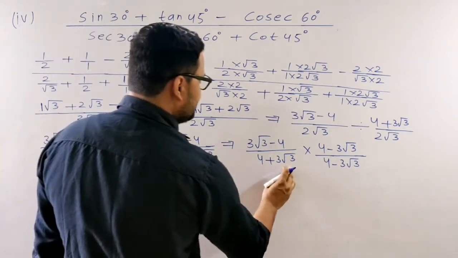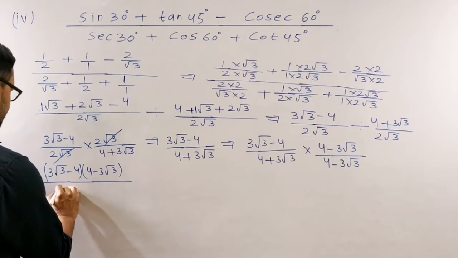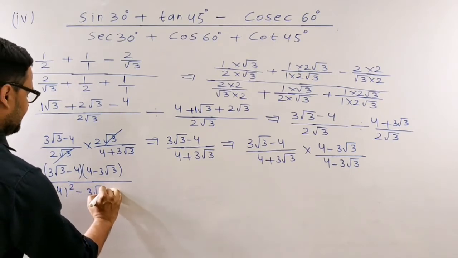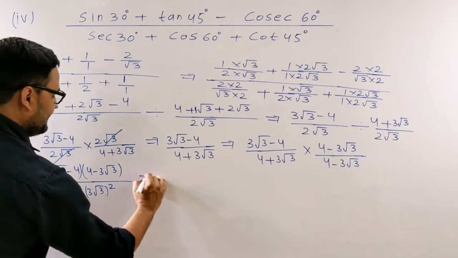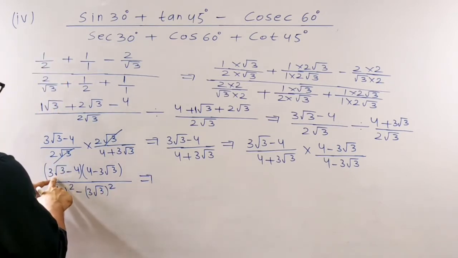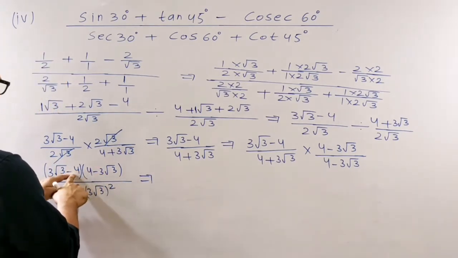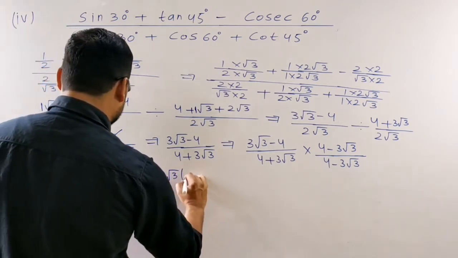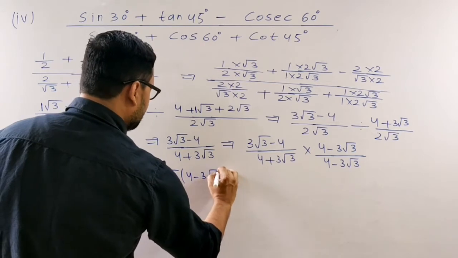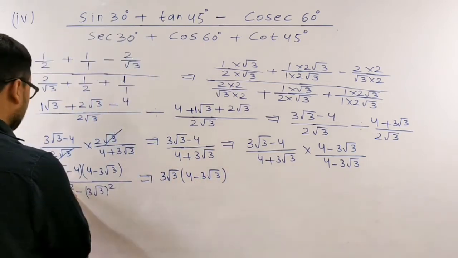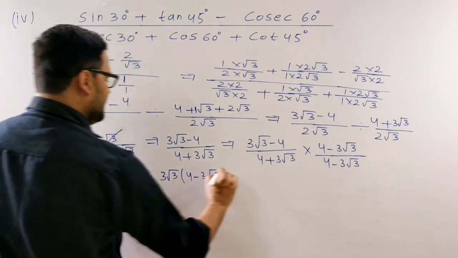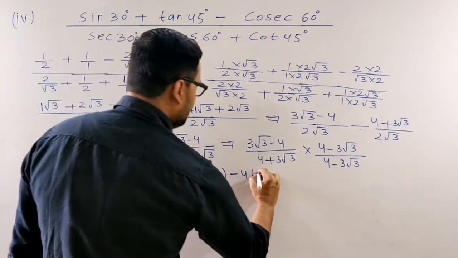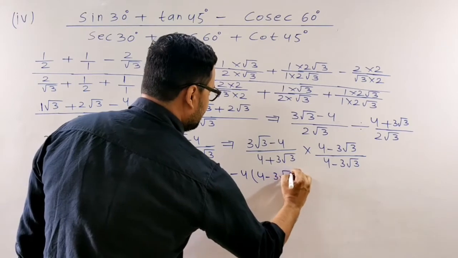And divide, we got a plus b, a minus b. So it means a square minus b square, that is 4 square minus 3 root 3 the whole square. When I simplify, this first multiplies with this, then this multiplies with this, like that. 3 root 3 into 4 minus 3 root 3. First 3 root 3 multiplies with all of this, then minus 4 and again multiply with 4 minus 3 root 3.